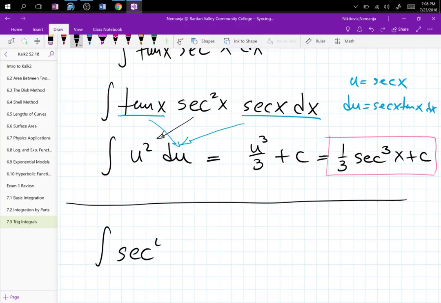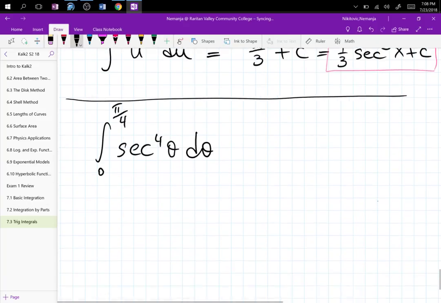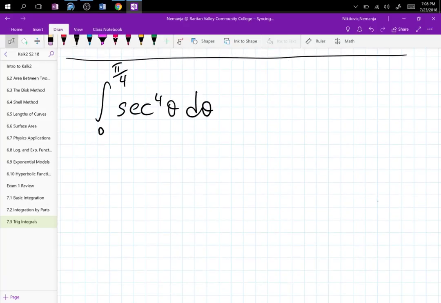Integral of secant to the 4th theta d theta from 0 to pi over 4. So this is the last one for tonight.